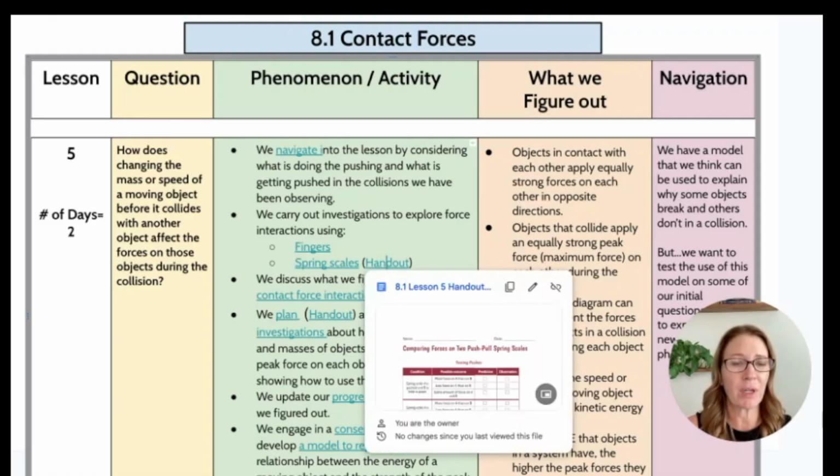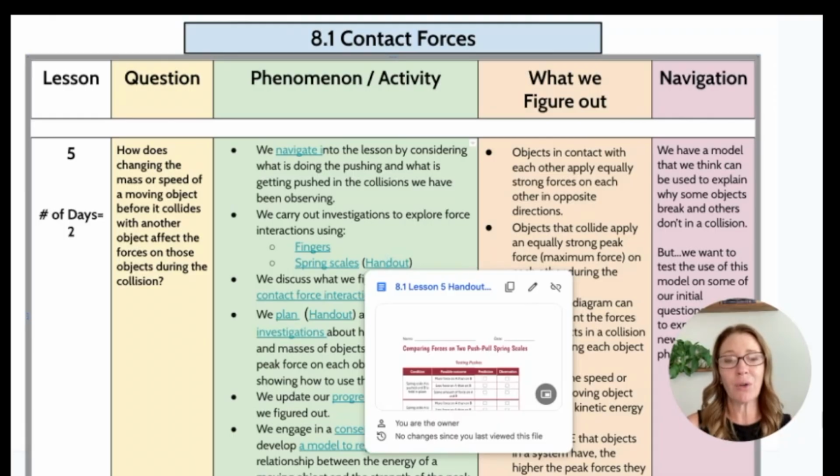First, students are going to make predictions about which spring scale. You'll have a spring scale A and a spring scale B, and we use the plungers and we press against each other. They're going to predict when A is pressing, which one has a bigger force? When B is pressing, which one has a bigger force? When both are pressing, which one has a bigger force? And then we do the same thing with pulls, because a push and a pull are both a type of force.